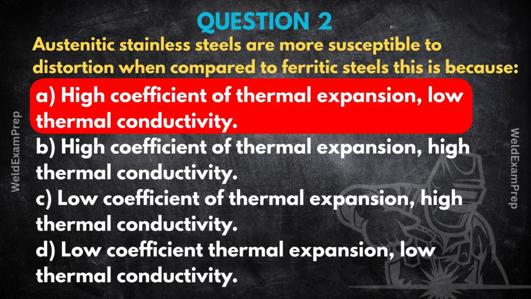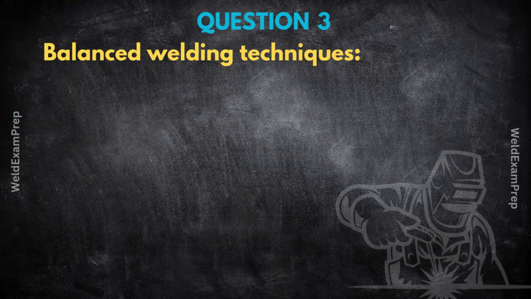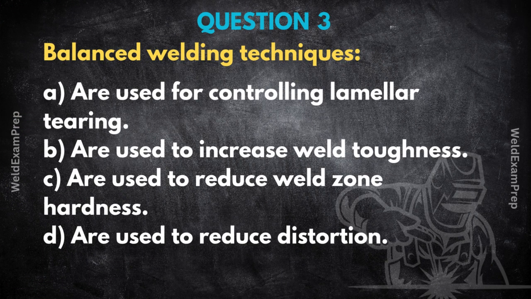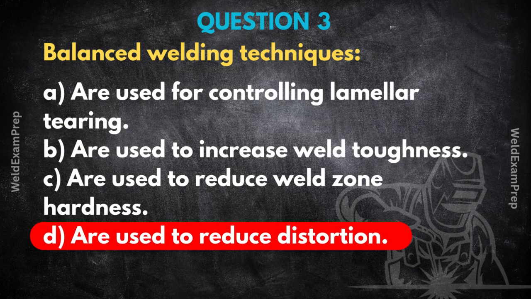Okay, you mentioned balanced welding. Let's tackle that directly. Our third question. Balanced welding techniques are used for what? A, controlling lamellar tearing. B, increasing weld toughness. C, reducing weld zone hardness. Or D, reducing distortion. Well, based on what we just discussed, it leads nicely, doesn't it? The answer is D. They're used to reduce distortion.